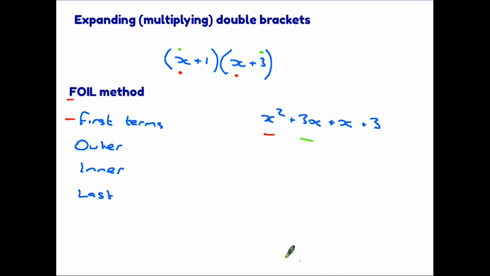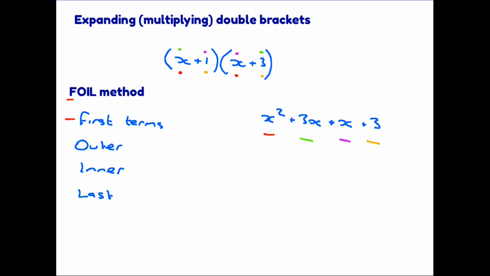The I is the inner term, so we are looking for the two terms that are on the inside. In this case, the 1 and the X. They are on the inside. 1 times X is just X, and that's what we ended up with. And the L is for the last terms. The last term in this bracket is the 1. The last term in this bracket is the 3. So we are multiplying 1 times 3, and we end up with 3.